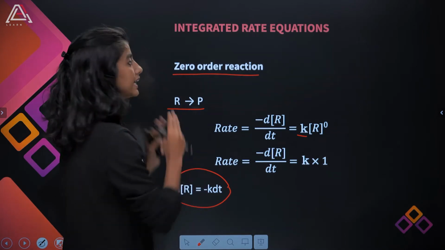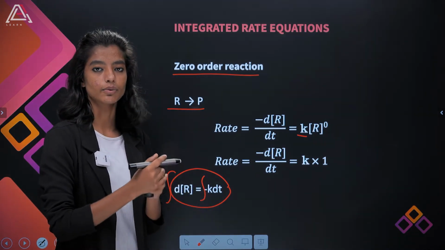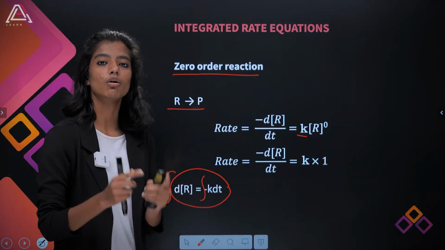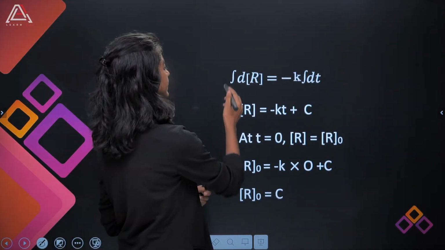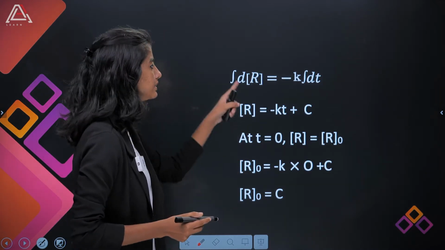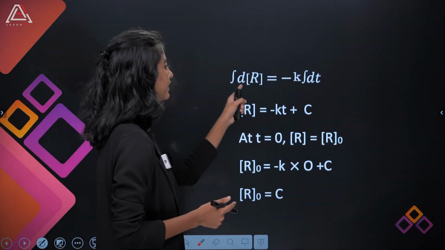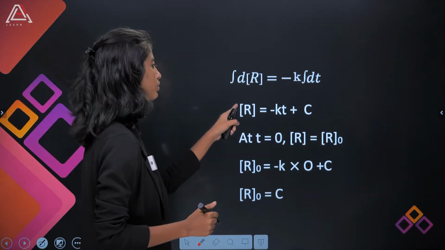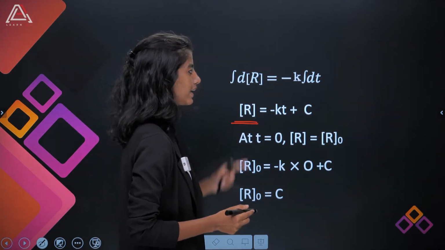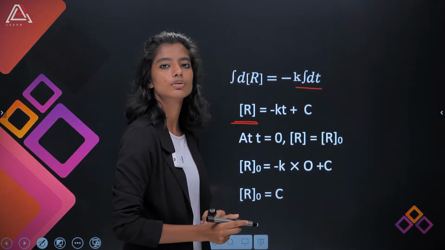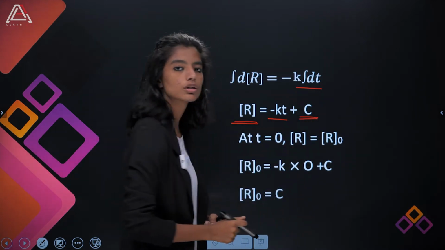Now we have to get the integrated form. We have to integrate this equation. Since this minus K is a constant value, we only have to integrate the dt, and the equation will be integral d concentration of R is equal to minus K integration of dt, and integral d concentration of R is equal to concentration of R. So the concentration of R will be equal to minus K, integral dt is equal to t. So it is minus Kt plus C. It is the integration constant.